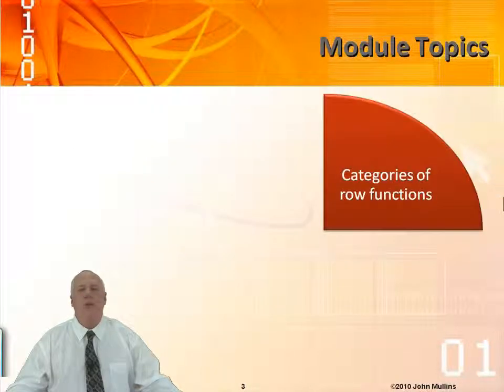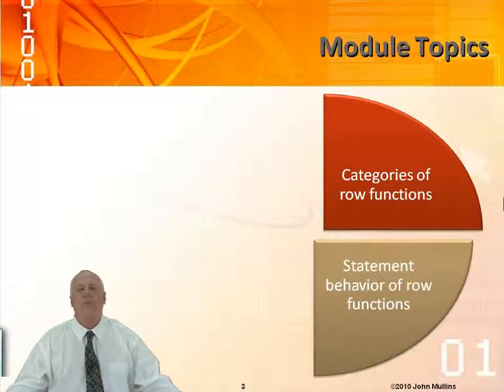All right, in this particular module, here's what we're going to talk about. We'll mention the different categories of row functions that are available to us. Now in this module we're going to talk about character row functions, but there are other types available to us that you'll see in other modules in this course.